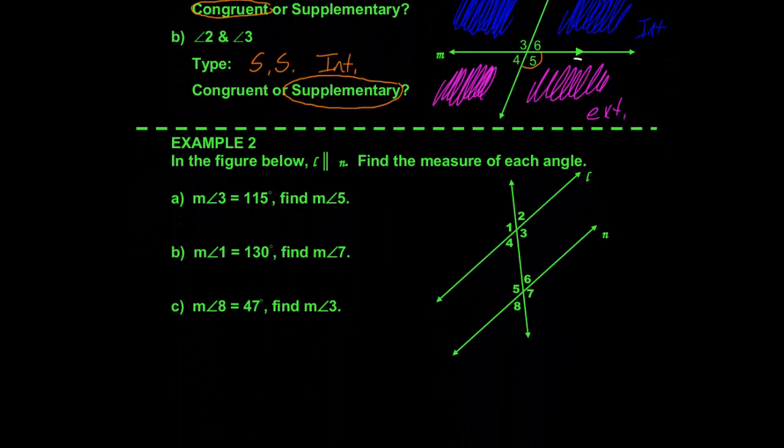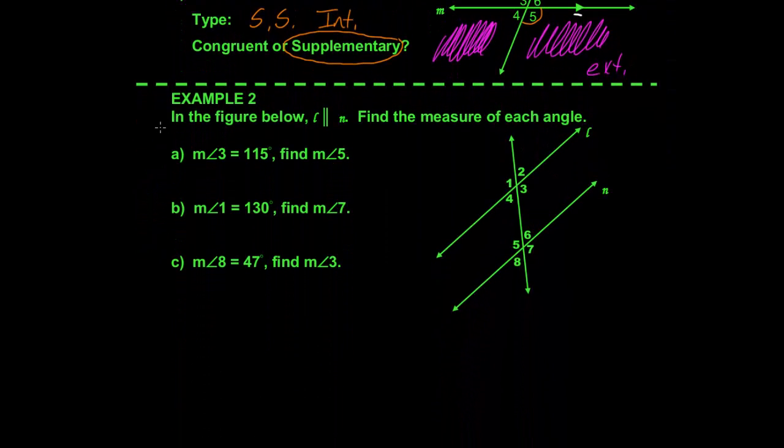Scroll down a little bit further to our example 2 real quickly. In the figure below, L is parallel to N. That's what we're after. We need to know this. Find the measure of each angle.